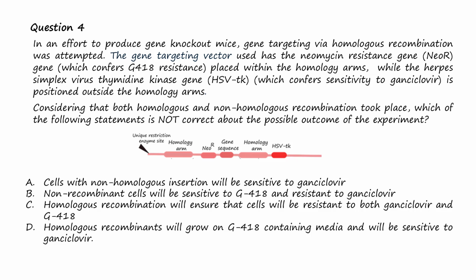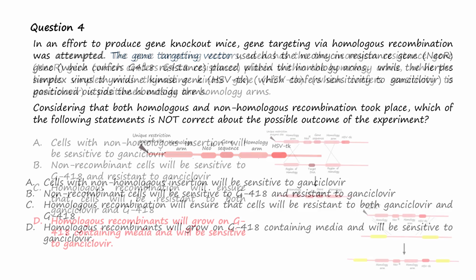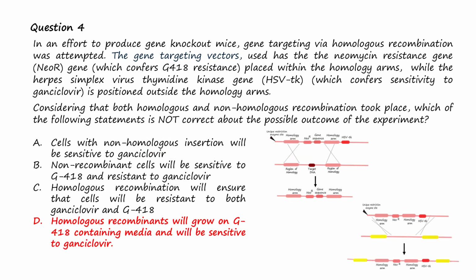Cells with non-homologous insertion will be sensitive to ganciclovir. B. Non-recombinant cells will be sensitive to G418 and resistant to ganciclovir. C. Homologous recombination will ensure that cells will be resistant to both ganciclovir and G418. D. Homologous recombinants will grow on G418 containing media and will be sensitive to ganciclovir. The answer is D, as the question asks for the incorrect statement.